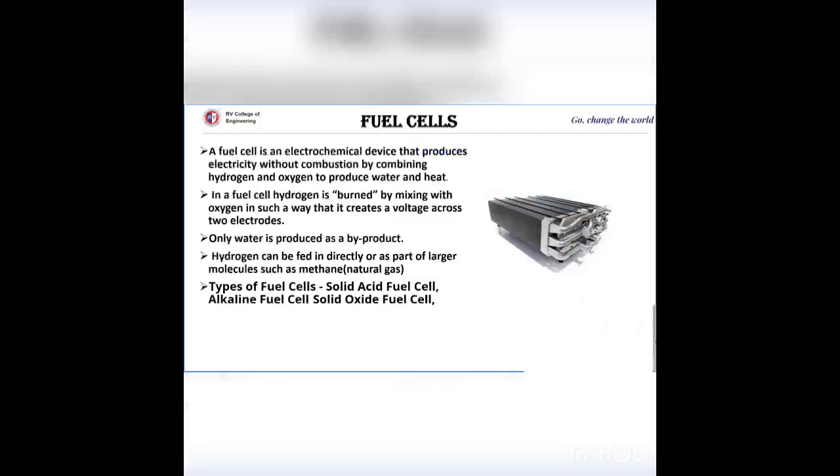Now coming to fuel cells. An electrochemical device known as a fuel cell uses hydrogen and oxygen to create water and heat in order to generate electricity without using the process of combustion. Hydrogen is combined with oxygen in a way that generates a voltage between two electrodes. The only byproduct produced is water. We can add hydrogen either directly or as a component of larger molecules like methane in natural gas.